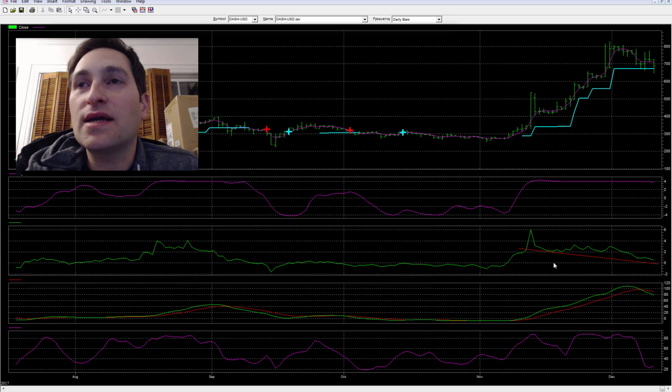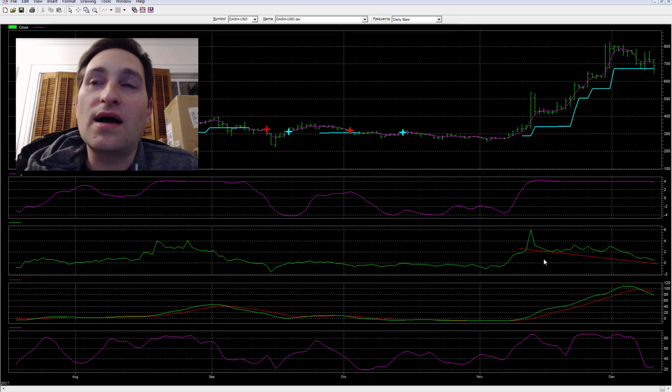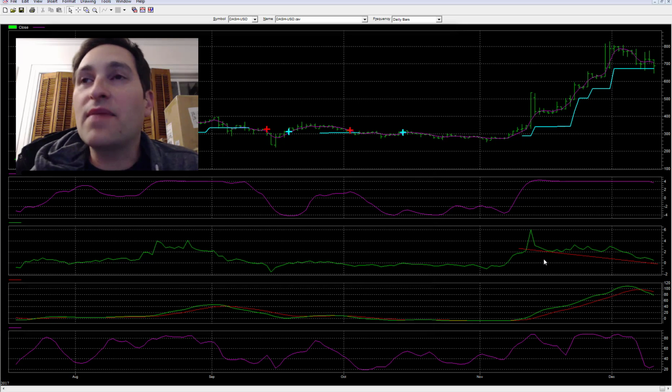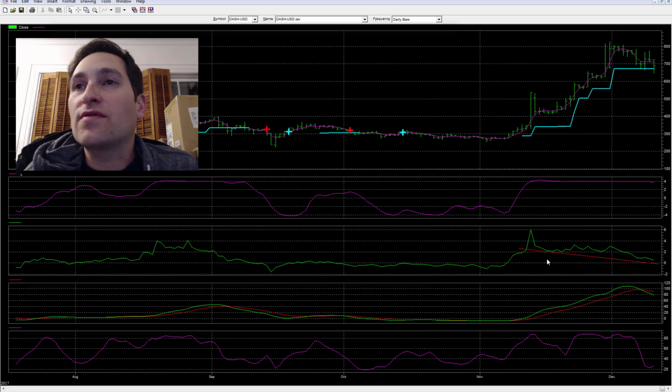So this has been on a downtrend for some time, and we have made note of that for quite some time. It was actually going sideways, and now it looks like it's heading south.